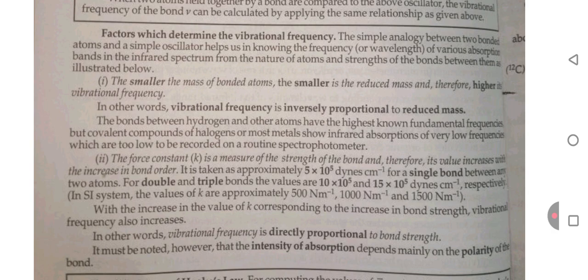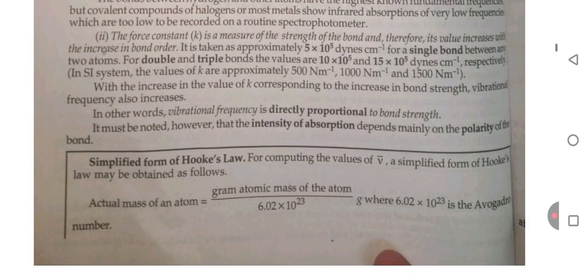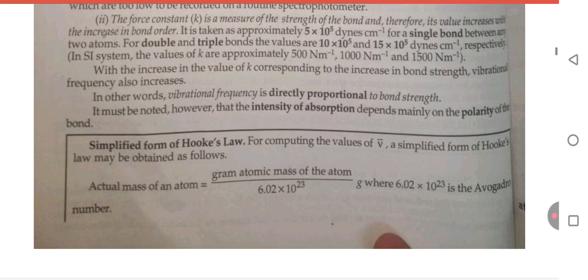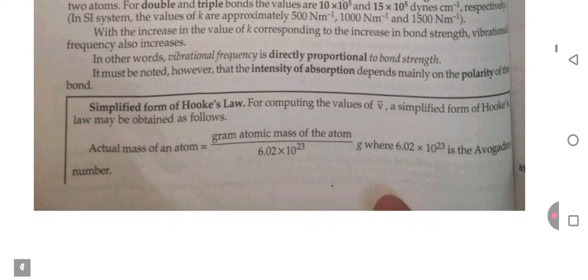The force constant is a measure of the strength of the bond and therefore its value increases with the increase in bond order. It is taken as approximately 5 × 10^5 dynes per centimeter for a single bond between any two atoms. For double and triple bonds, the values are 10 × 10^5 and 15 × 10^5 dynes per centimeter respectively. With the increase in the value of k corresponding to the increase in bond strength, vibrational frequency also increases. In other words, vibrational frequency is directly proportional to bond strength. It must be noted, however, that the intensity of absorption depends mainly on the polarity of the bond.